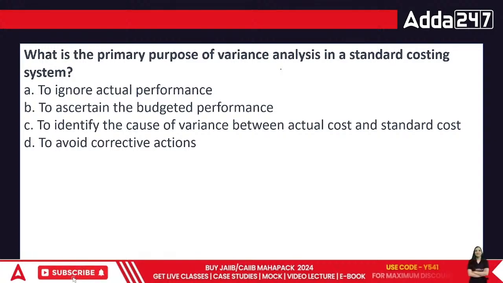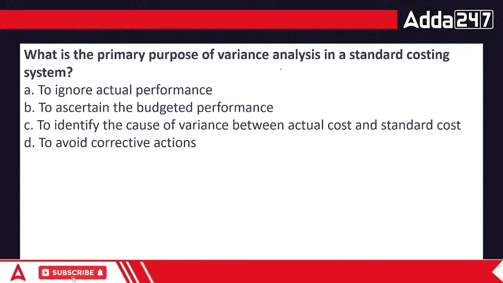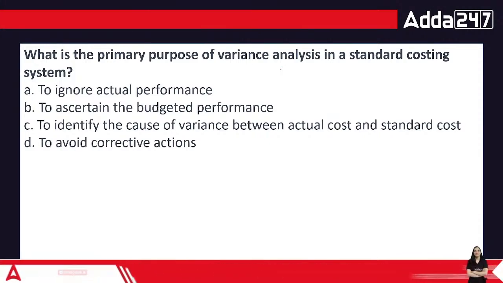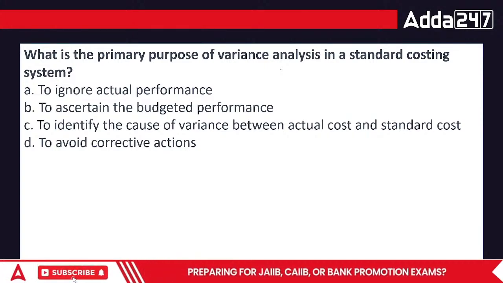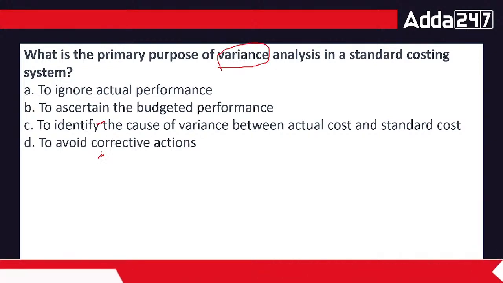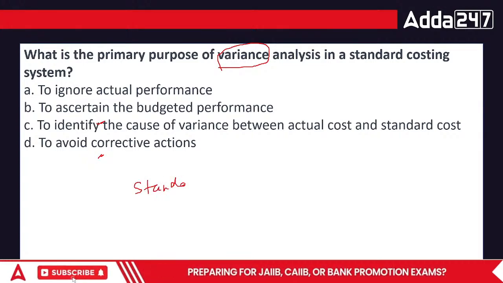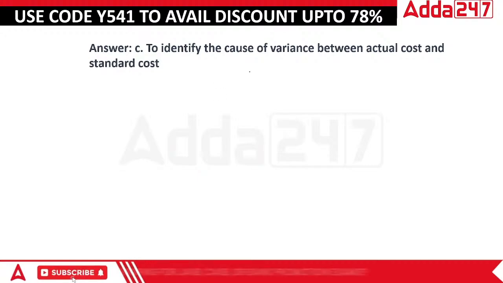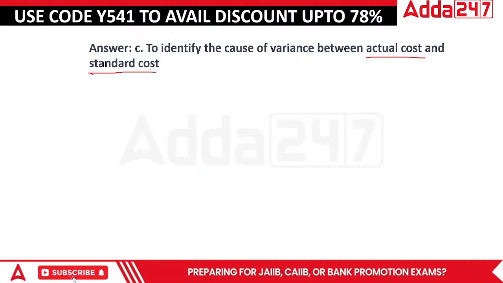What is the primary purpose of variance analysis in a standard costing system? To ignore actual performance, to ascertain the budgeted performance, or to identify the cause of variance? When we talk about standard costing, the variance system was started because of what we thought would happen versus what actually happened. That means what we thought of as a standard and how we actually performed. We compare standard and actual. That's how we find the deviation. So the correct answer is C, actual cost and the standard cost.